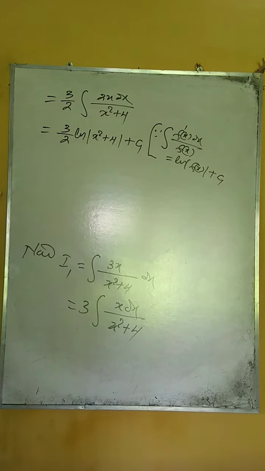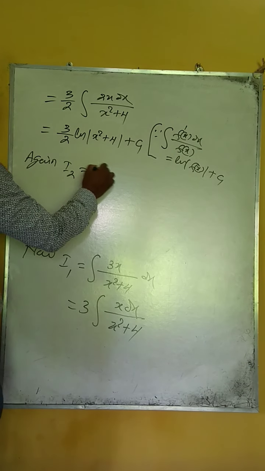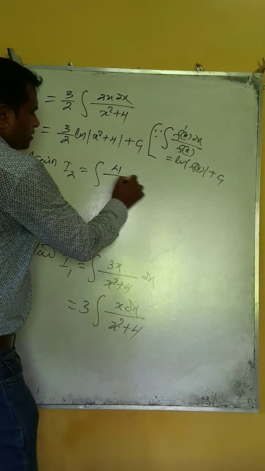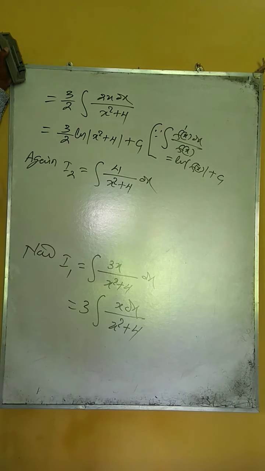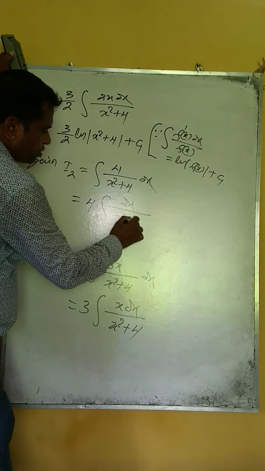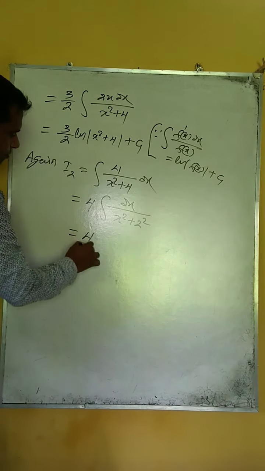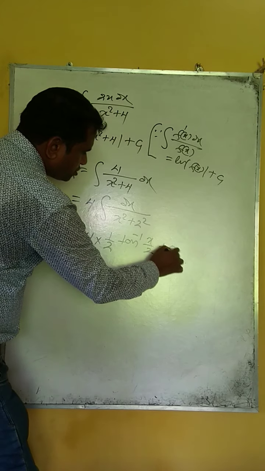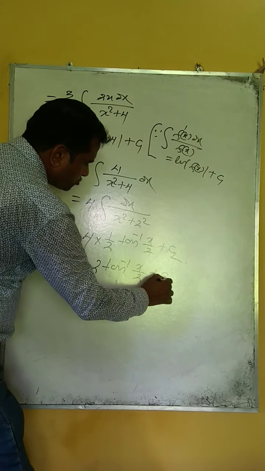Another, I2. I2 is equal to integral 4 by x square plus 4 dx, that equals 4 integral dx by x square plus 2 square, that equals 4 into 1 by 2 tan inverse x by 2 plus c2, which is 2 tan inverse x by 2 plus c2. Okay.